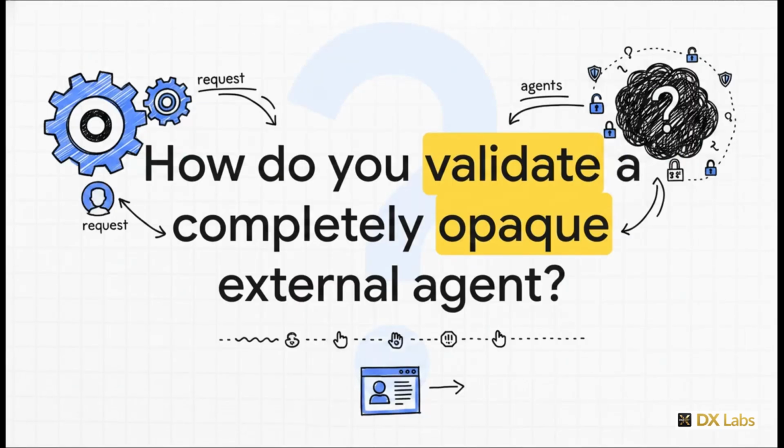Now, I want to leave you with a critical architectural question to ponder regarding system trust. A2A is incredibly powerful for delegation, no doubt about it. But if you're delegating reasoning to a completely opaque external agent, one that's operated by an entirely different organization, how exactly do you validate the safety and compliance of its response before you pass it back to your user? It's a fascinating challenge of agent security, and honestly, an essential consideration for any architect designing the next generation of interconnected AI.